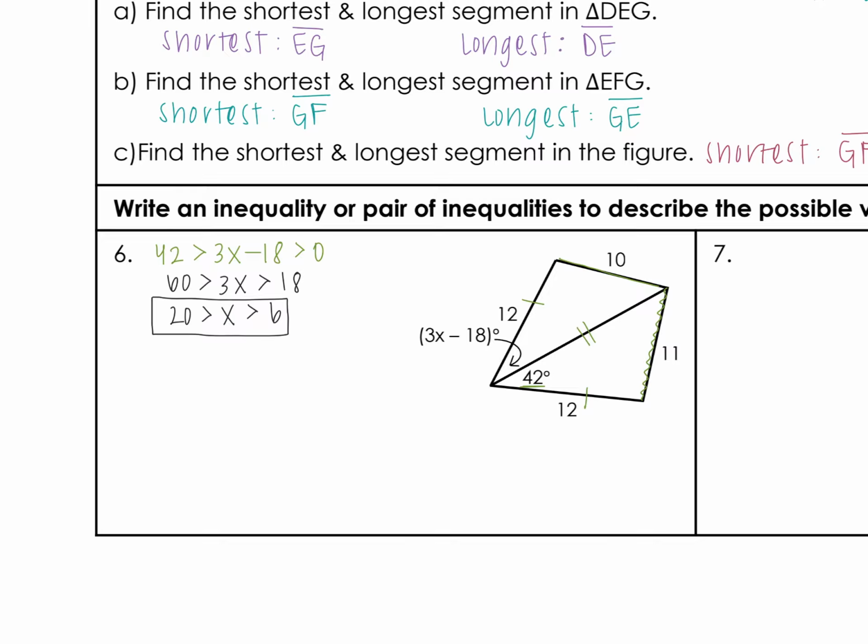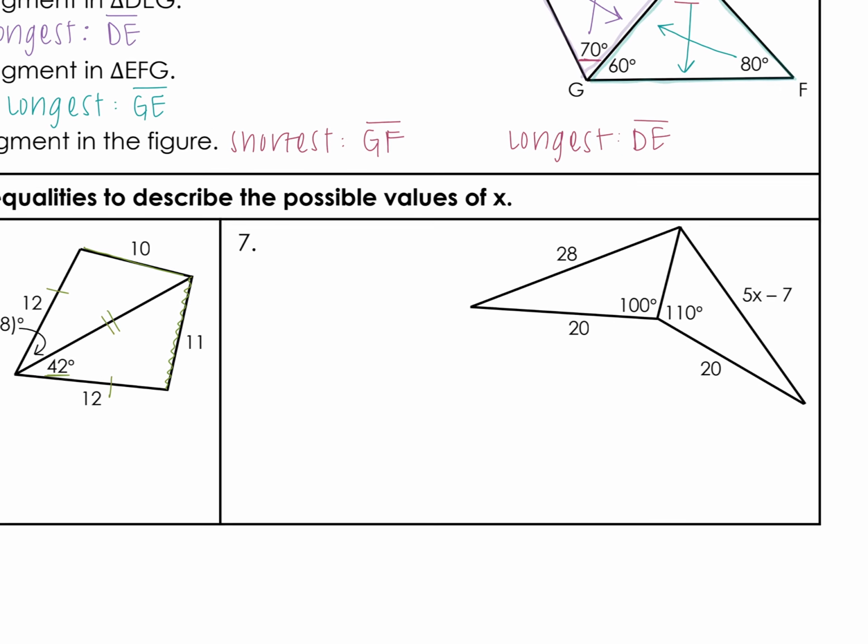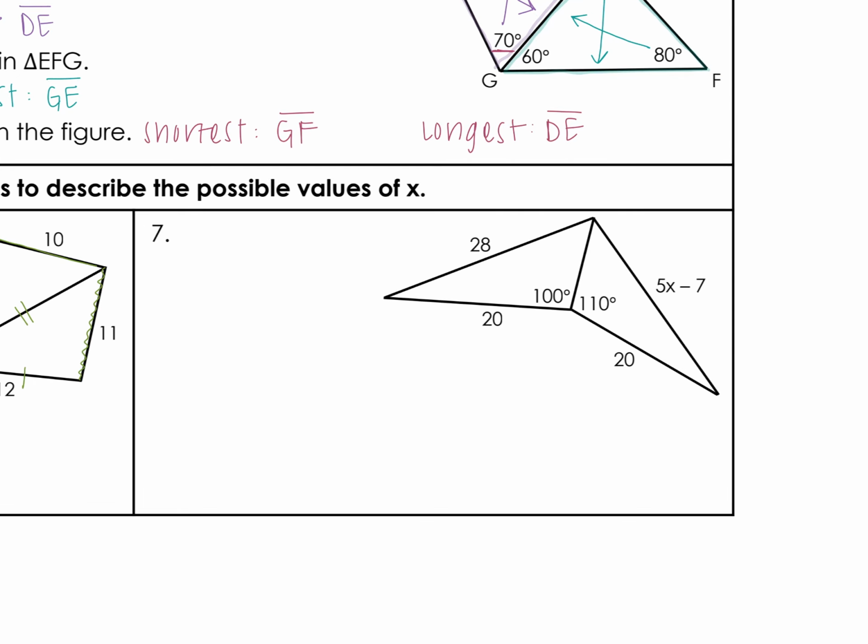Okay, so that's it for number 6. With number 7, I will say number 7 is going to be a little bit more challenging. Okay, so we have that reflexive property here that says those two sides are congruent. Then we've got our sides of 20 that are congruent. And then I notice here that my 110 degree angle is larger than that 100 degree angle. And so therefore I know that that 5x minus 7 is going to be larger than my 28. Okay, so take a second, let me write that down.